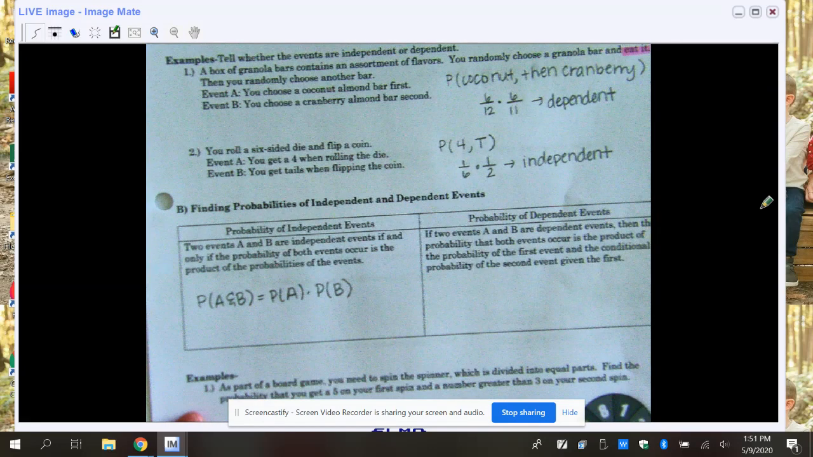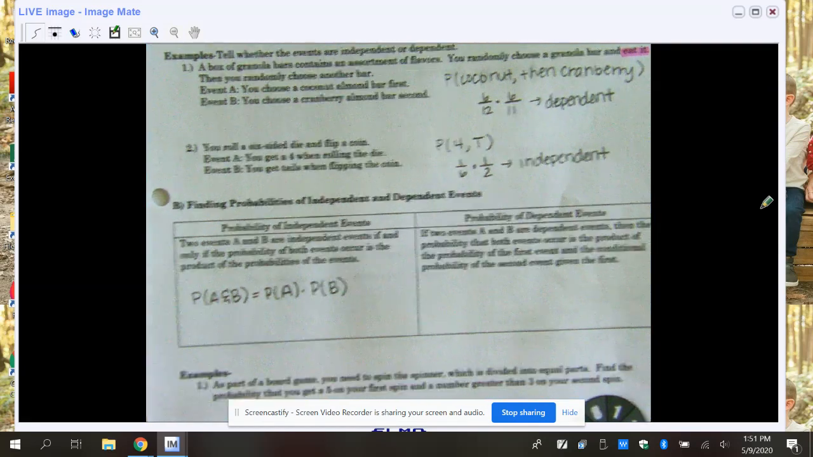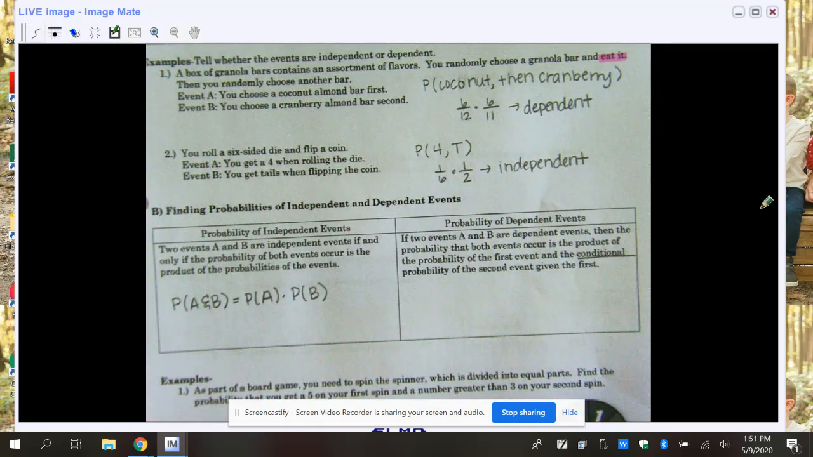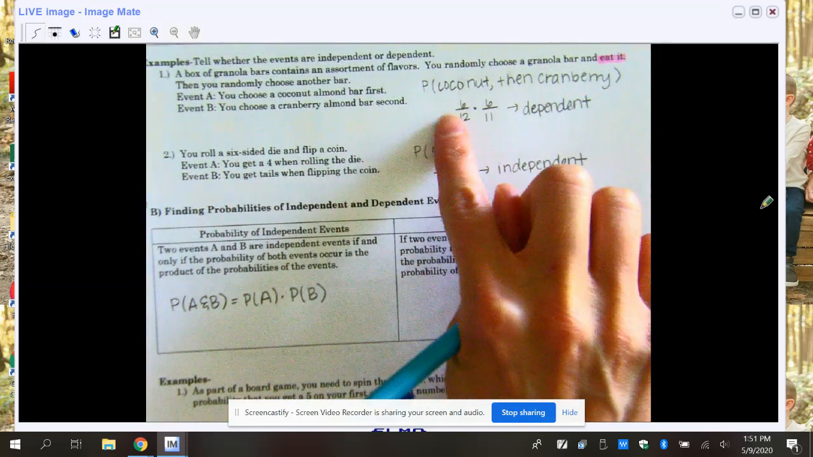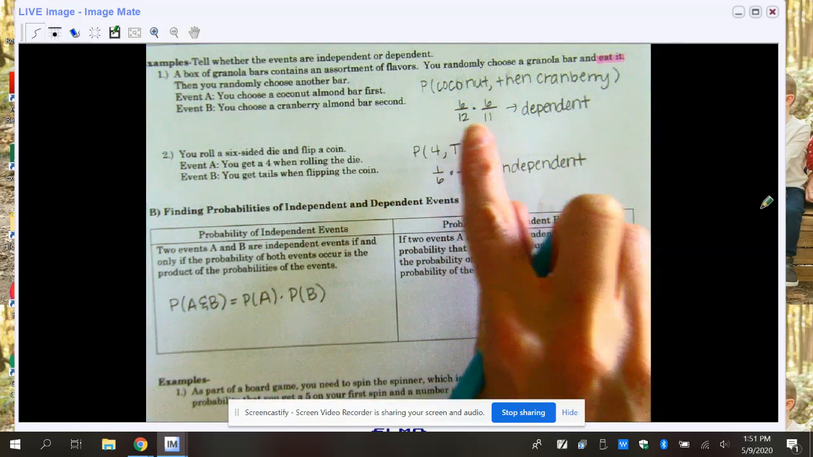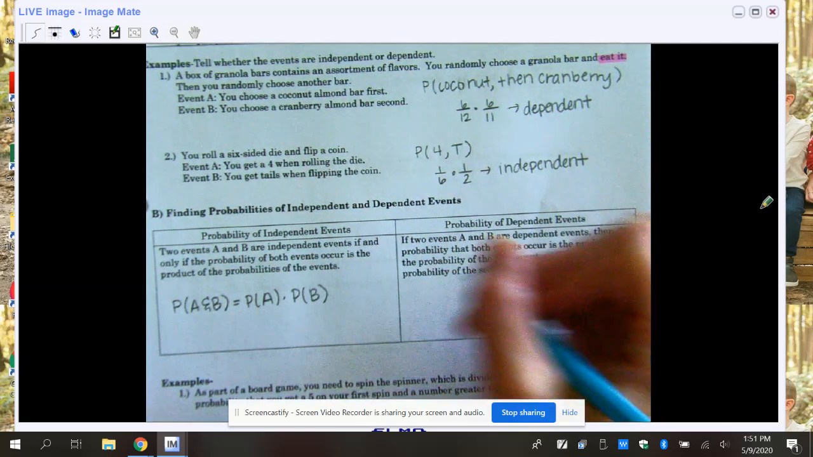Okay. If you're finding the probability of 2 dependent events, then we use what's called a conditional probability, which is like under the condition that this happened. Essentially what that means is make sure you change your denominator. Make sure you change the total that you have in your sample space.